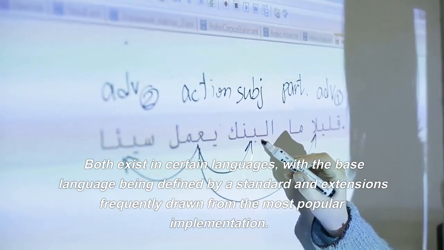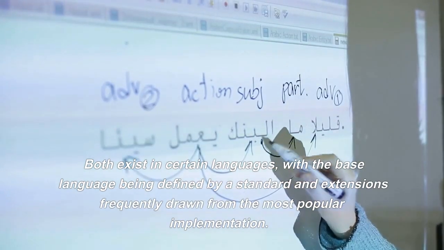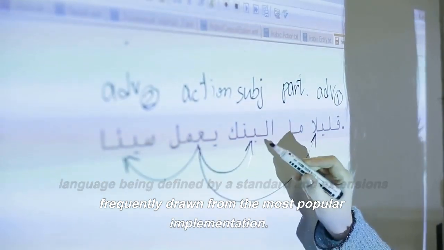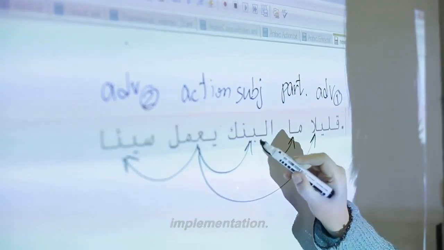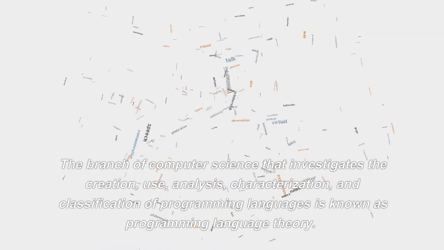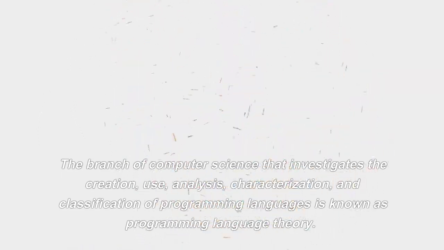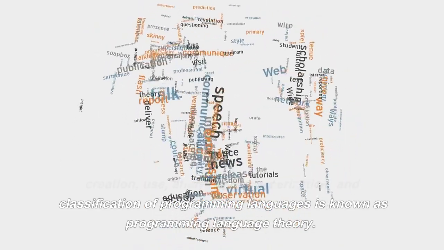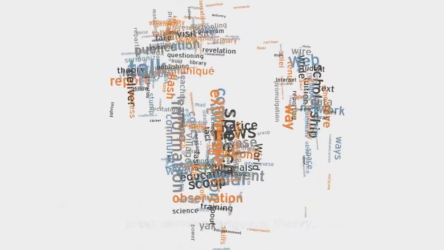Both exist in certain languages, with the base language being defined by a standard and extensions frequently drawn from the most popular implementation. The branch of computer science that investigates the creation, use, analysis, characterization, and classification of programming languages is known as programming language theory.